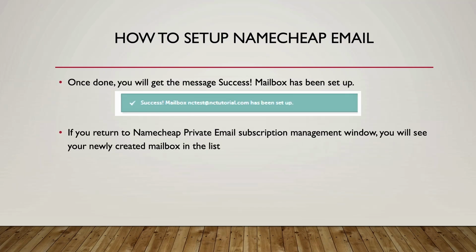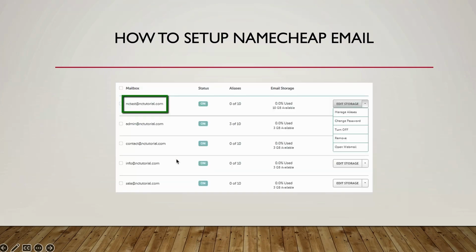Moving on. Once done, you'll get the message success. Mailbox has been set up. So you can see you'll get this form of message that your selected mailbox has been set up. If you return to the Namecheap private email subscription management window, you'll see your newly created mailbox in the list. Moving forward, yes, you can see here, this was the mailbox which was created, and now you can see this in the list of other mailboxes.